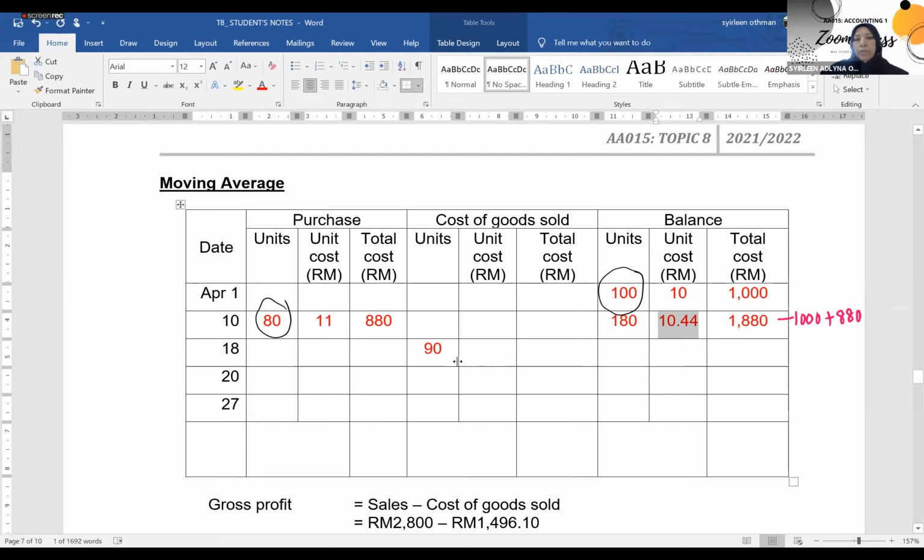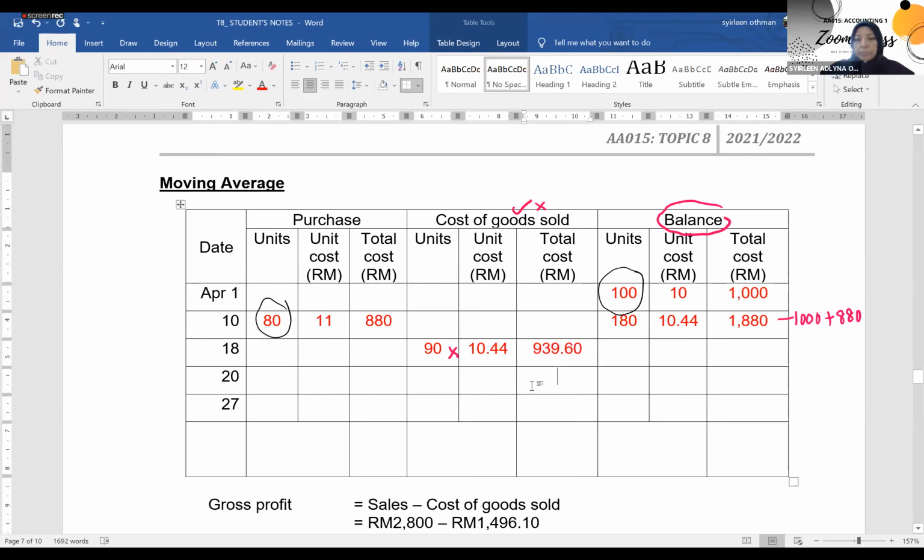Okay. So, I jual 90. So, cost per unit ialah RM10.44. Yang ni tak ada masalah. So, you just write there RM10.44. So, berapa nilai yang saya jual? Yang ni saja kita darab. Ya, tadi madam kata untuk balance jangan darab. Tapi untuk ni boleh darab. Okay. So, 90 units multiply by 10 ringgit and 44 cents. Okay, so the amount here that you get is 939 ringgit and 60 cents.